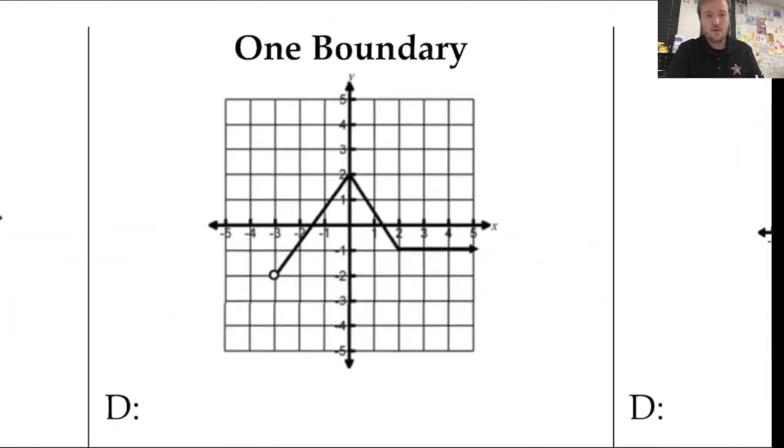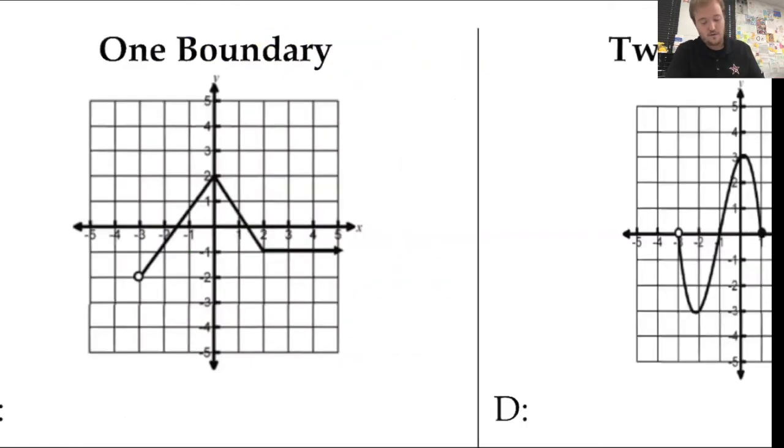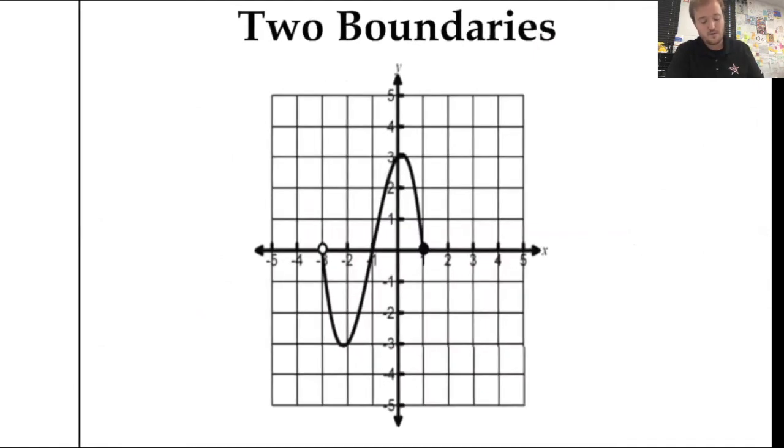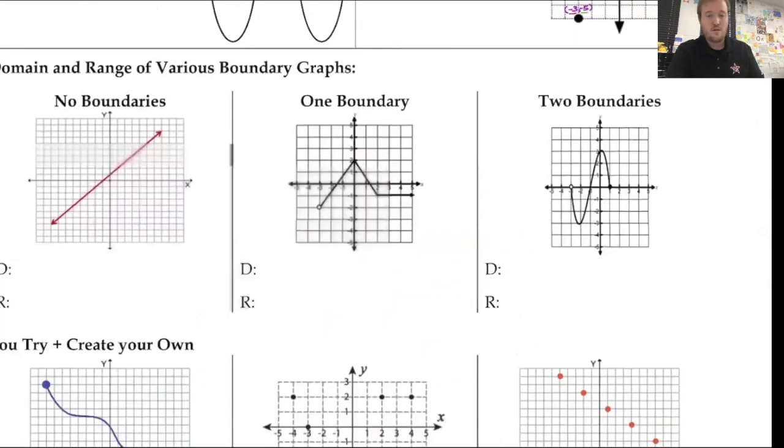If you look at the second one, notice how we have an endpoint and 1 arrow. So that is 1 boundary. The boundary is going to refer to the number of endpoints that we have. So we only have 1 endpoint, thus 1 boundary. All right, and then 2 boundaries, we have 2 endpoints, 1 here and 1 here.